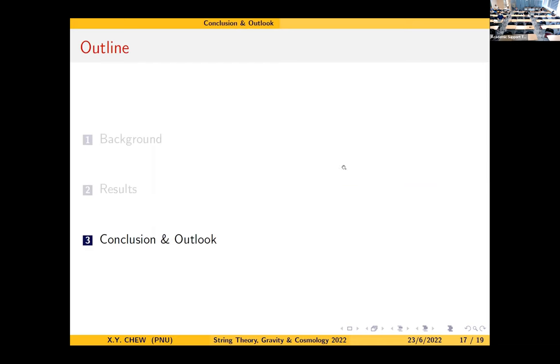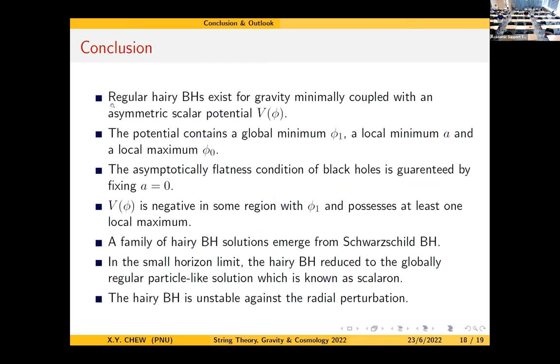Now I will talk about the conclusion and the outlook. The regular hairy black holes exist for gravity minimally coupled with an asymmetric scalar potential. The potential contains a global minimum phi 1, a local minimum A, and a local maximum phi naught. We fixed the local maximum A equal to zero to ensure that the black holes are asymptotically flat. From the analysis of the Klein-Gordon equation, we find that the potential has to be negative for some region of phi. With phi 1 a global minimum, this can guarantee that the potential is negative. And the potential must possess at least one local maximum.